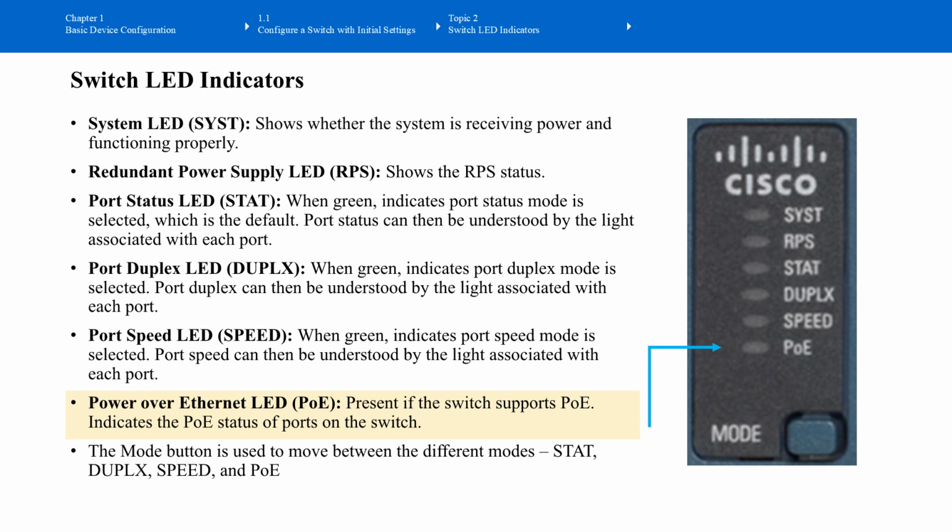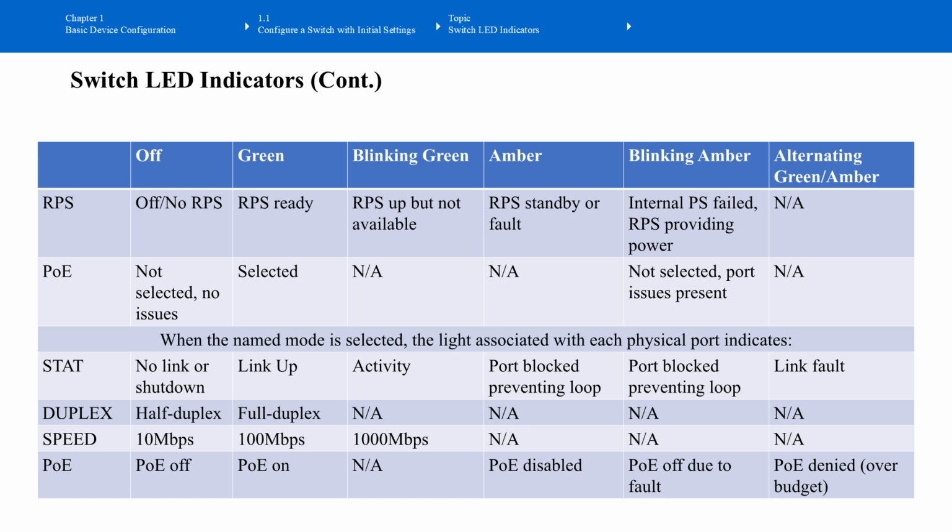ports on the switch. The mode button on the lower right corner is used to move between the different modes, including the stat, duplex, speed, and the PoE. This table summarizes these lights and the meanings of the light patterns.